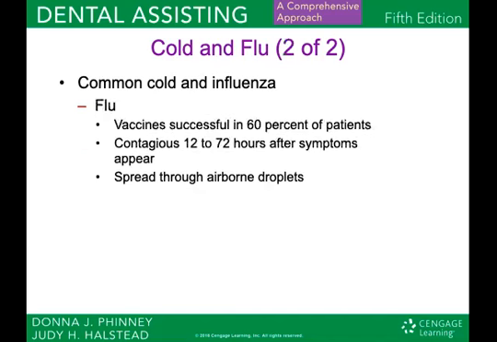The flu is a disease in which vaccines are successful in 60% of patients who get them. Flus are usually contagious 12 to 72 hours after symptoms appear and are spread through airborne droplets. Just like a cold, antibiotics do not do anything for flu because they are viruses. Antibiotics are not treatments that are used for viruses.